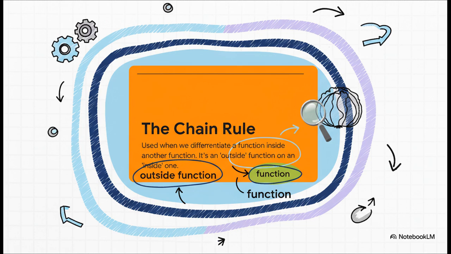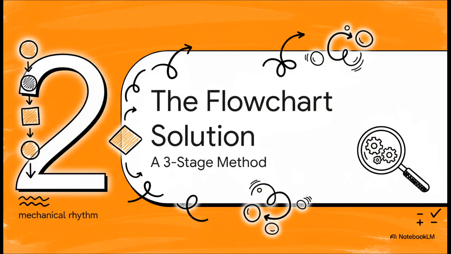Honestly, all you need to do is think of it as an outside function with an inside function. The entire trick, the whole game, is learning how to handle the outside first without touching the inside and then deal with the inside part. So here it is, our secret weapon, a super simple three-stage flowchart. Forget just memorizing some formula, we're going to use a visual map. This whole process breaks the problem down into a clear, repeatable rhythm, and that's what's going to help you get rid of all those tiny, costly mistakes.